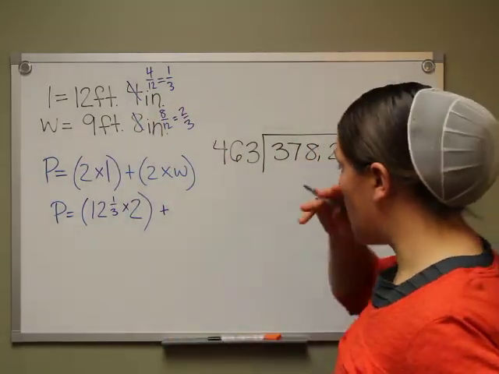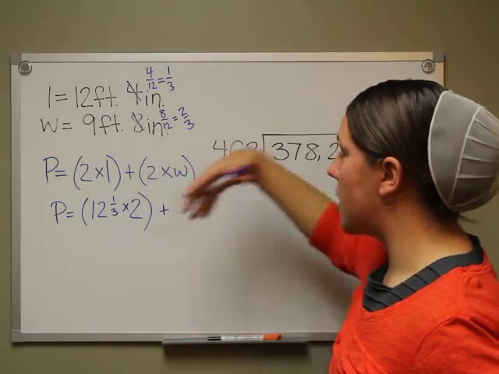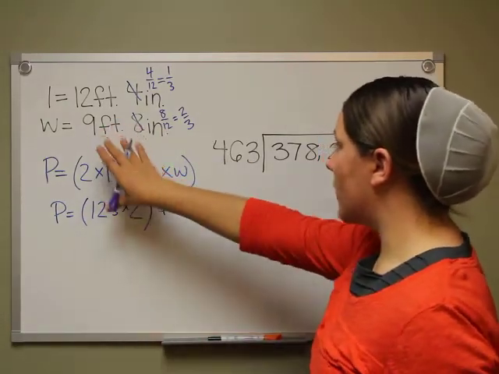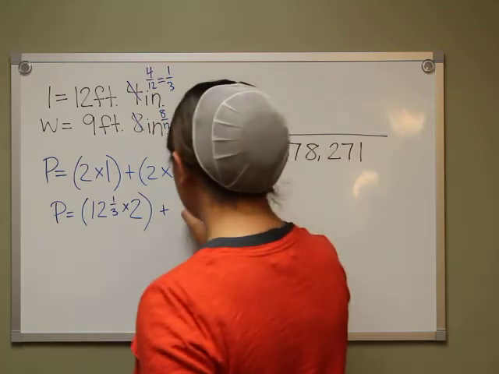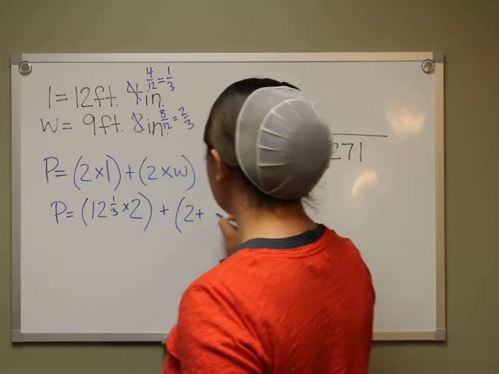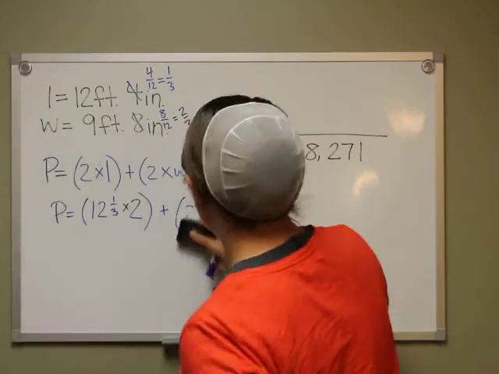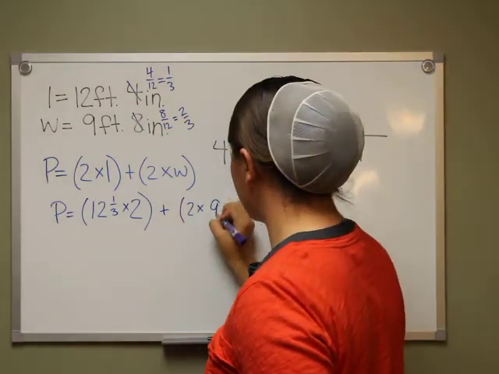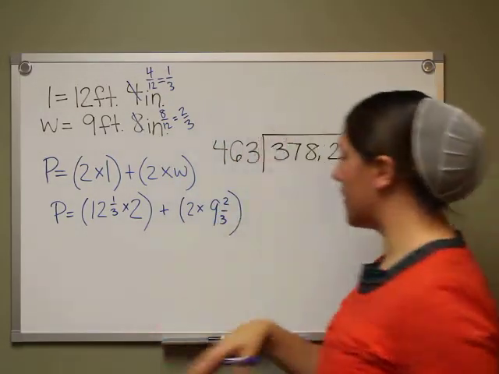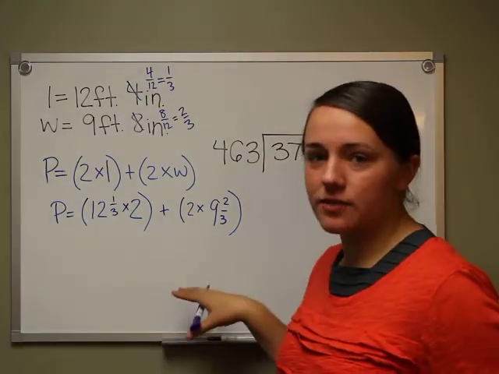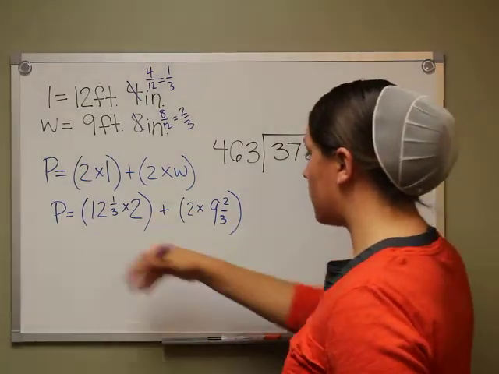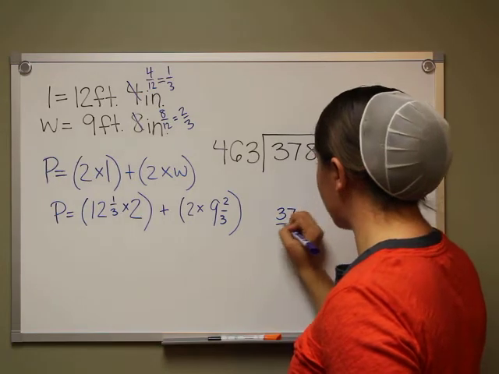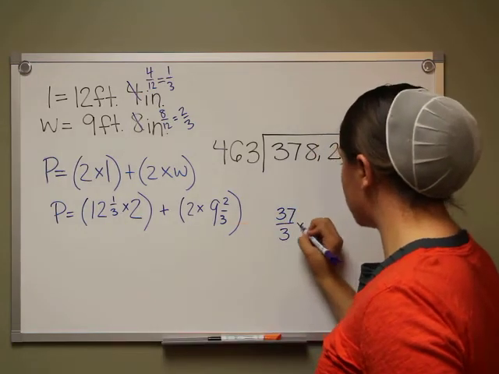You following here? Because there's 12 inches in a foot, and this is 8 inches, we can show that as a fraction, that is 8/12 of a foot, or 2/3 of a foot. So the width is 9 and 2/3 feet. So we have 2 times 9 and 2/3 feet. Okay, now we need to do what's in parentheses first, and then we will add them together. So first we have 12 and 1/3 times 2. That would be 37 over 3 times 2/1.